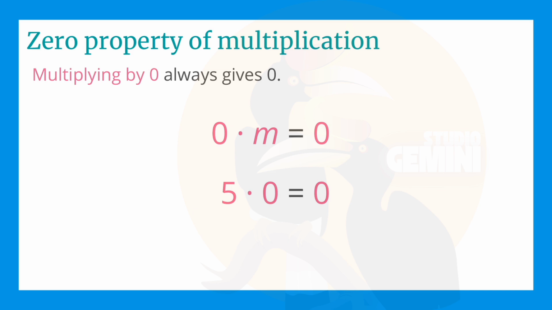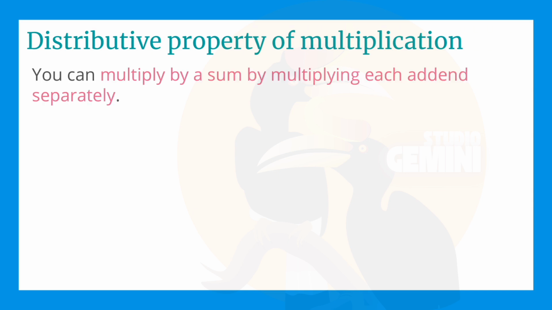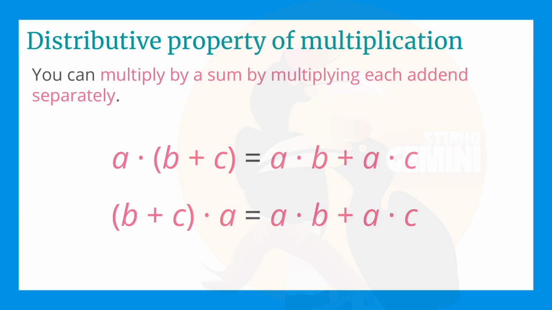The last property we'll talk about is the distributive property of multiplication. This tells us we can multiply by a sum by multiplying each addend separately. That means if I have something like a times the quantity of b plus c, I can first multiply a by b, then add that to a times c. This also works if we have b plus c times a. The product is exactly the same.